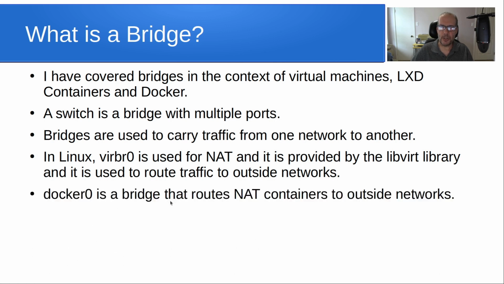So Docker 0 is very common when you have Docker loaded on your system, and it's a bridge that routes the Docker internal NAT containers to outside networks. So whenever you have a Docker container and you present a port to an outside network, you're using the address of the host machine, and that's using the Docker 0 bridge to accomplish that.